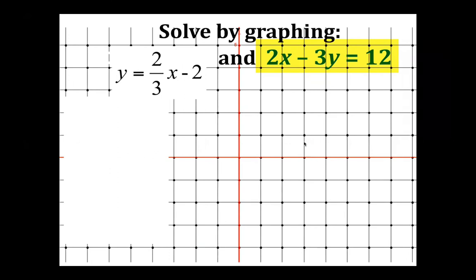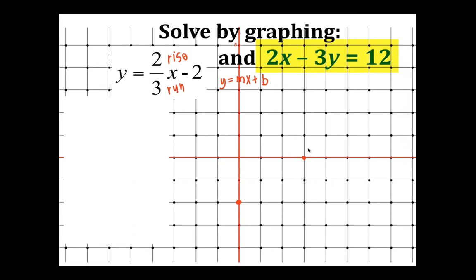We're going to solve by graphing y equals 2/3 x minus 2 and 2x minus 3y equals 12. Let's first graph y equals 2/3 x minus 2. This is already in slope-intercept form, so you can just use the y-intercept and the slope to plot your line. Our y-intercept is -2, and our slope is positive 2/3. So we're going to rise 2 units and run 3. So rise 2, run 3.